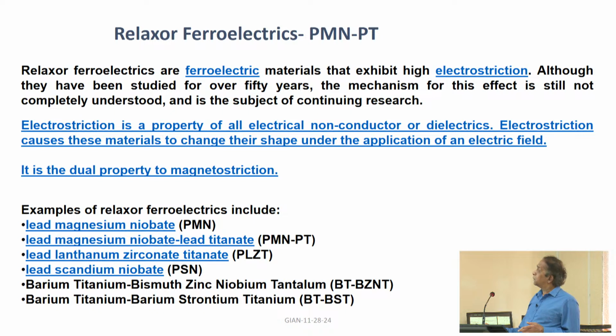not completely understood, and these are relaxor ferroelectrics, and they are characterized by a slow change from ferroelectric to paraelectric state. So the transition is spread over a large temperature range. That's not the case for PZT or barium titanate. And there are a series of relaxor ferroelectrics, PMN, PMN-PT, PLZT, and PZN-PT, and several combinations.